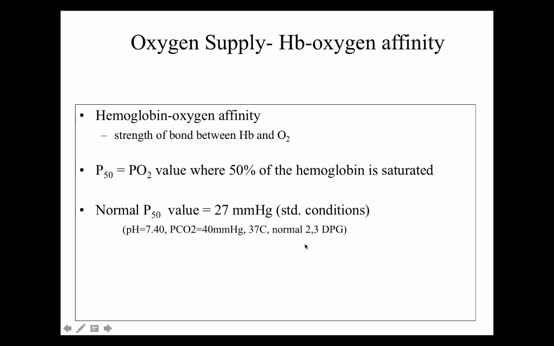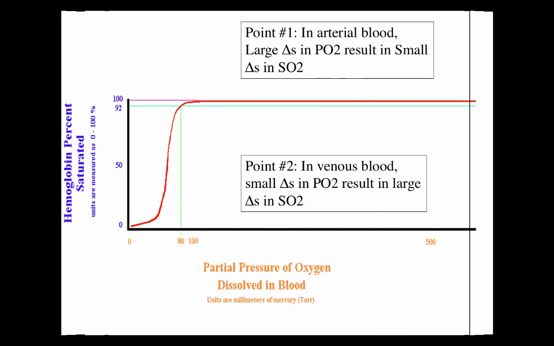So this oxyhemoglobin dissociation curve, there's a couple of key points here we need to look at. Again, in arterial blood, large changes in PO2 result in small changes in SO2. So once we get up here about 80 to 100 millimeters of mercury, no matter how much oxygen we dissolve into the plasma, it doesn't really change the saturation level. It's going to be 100%.